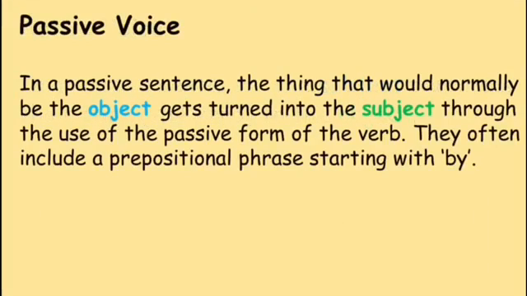Okay, so now we're going to look at the passive voice. So in a passive sentence, the thing that would normally be the object gets turned into the subject through the use of the passive form of the verb. They often include the prepositional phrase starting with by. Okay, so if you see that, obviously that will kind of give you a little bit of a clue as to whether it's written in passive or active.